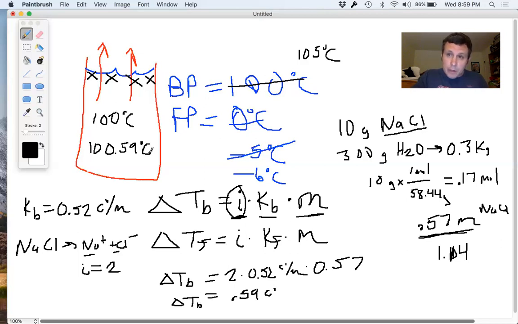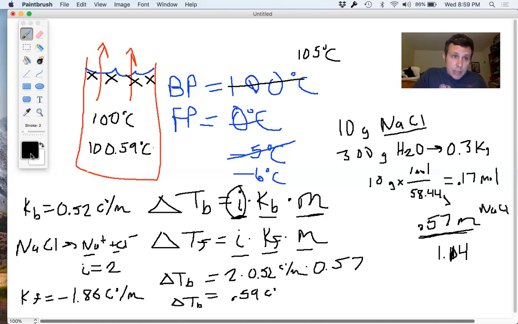The same thing will happen on the other end with the freezing point. The Kf value for water is something you'll usually look up, is actually negative 1.86 Celsius degrees per molal. So the freezing point is a little more sensitive to things dissolved than the boiling point is, but you would do the exact same type of calculation to calculate the freezing point. So I would do 2 times the negative 1.86 times the 0.57 to find the change in the freezing point. Water usually freezes at 0, and I would subtract and find the difference.